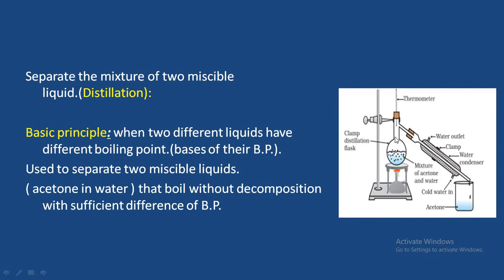And when we heat, this vapor of acetone passes through the delivery tube, and here is the condenser. This is the condenser. This condenser condenses the vapor and changes it into liquid. How does it act as a condenser?